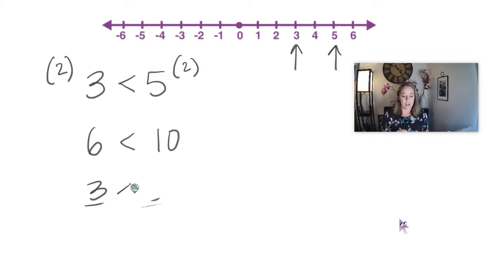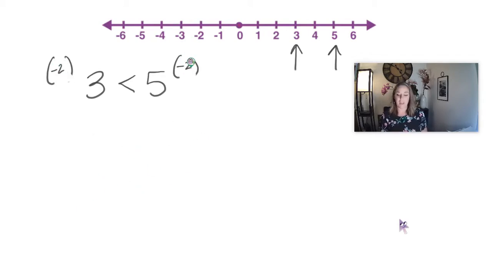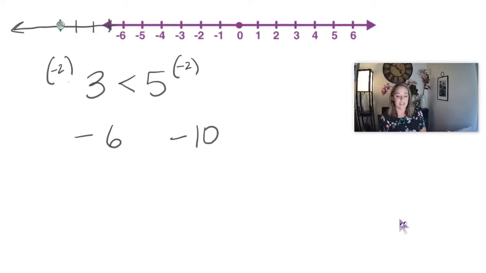So instead of multiplying by a positive 2, let's multiply by negative 2. So 3 times negative 2 is negative 6, and 5 times negative 2 is negative 10. Well, if my number line extended, you'll see that negative 10 is over here, and negative 6 is right here. So which one is smaller? Negative 10 is smaller than negative 6. Do you see how we have to flip the inequality symbol when we multiply by a negative?